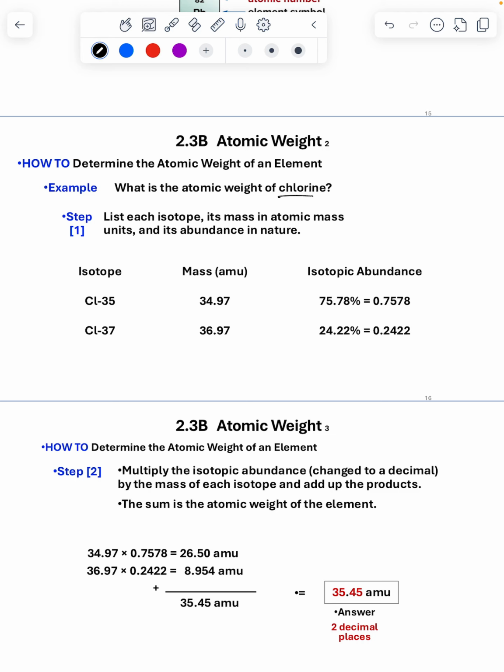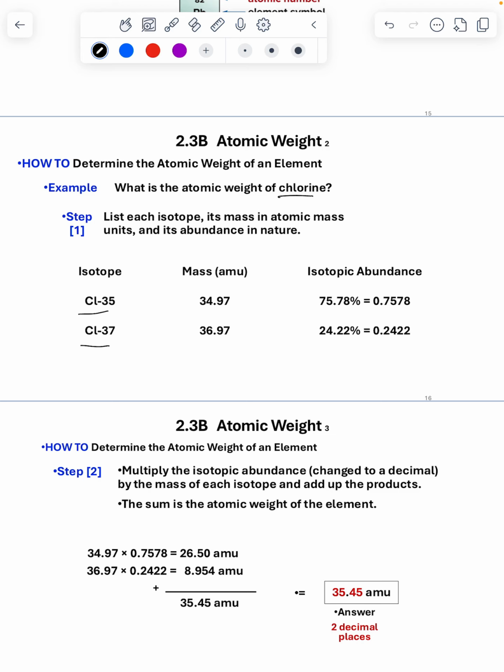We have chlorine-35. This is a hyphen notation showing the mass number of each of the isotopes. Chlorine-35 and chlorine-37. In the middle we see that they have mass numbers listed here, and they also have something called the isotopic abundance, or the percent abundance. If we went on a field trip to find some isotopes of chlorine, 75.78% of the time we would find chlorine-35, and 24.22% of the time we would find chlorine-37. So this is how abundant these isotopes are in nature.